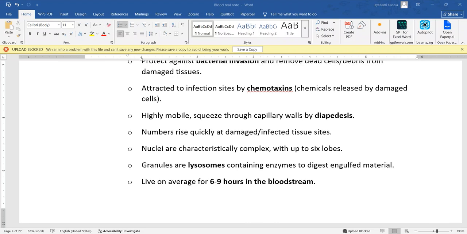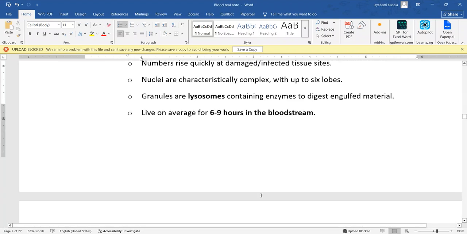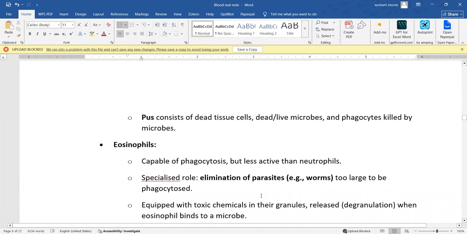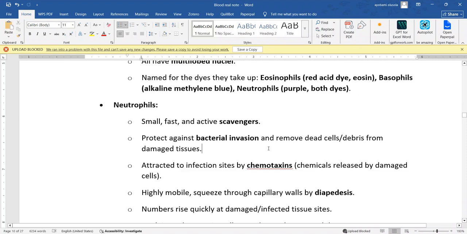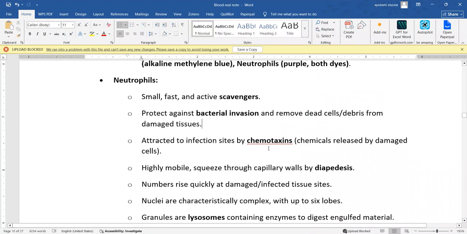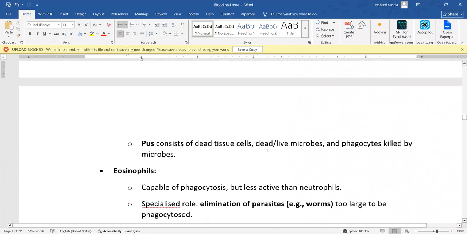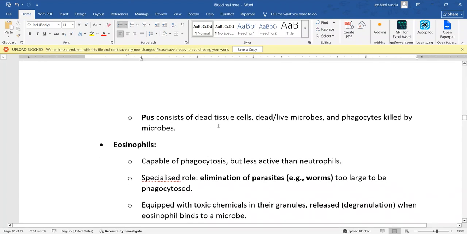So the neutrophil lives for about 6 to 9 hours in the bloodstream. Now the pus that comes out of your wound is a result of dead tissue cells. It can also contain dead or live microorganisms, and it also contains phagocytes killed by microorganisms. So you can see that generally the content of the pus is all of that.